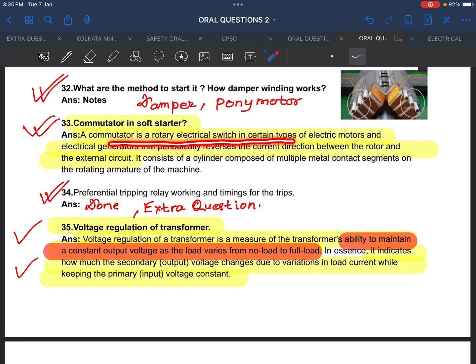A commutator is a rotary electrical switch in a certain type of electric motor that periodically reverses the current direction between the rotor and the external circuit. It consists of a cylinder composed of multiple metal contacts. You can read this one.